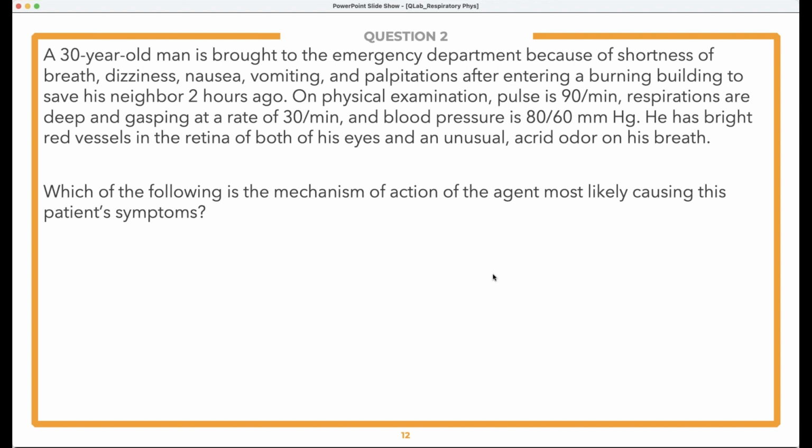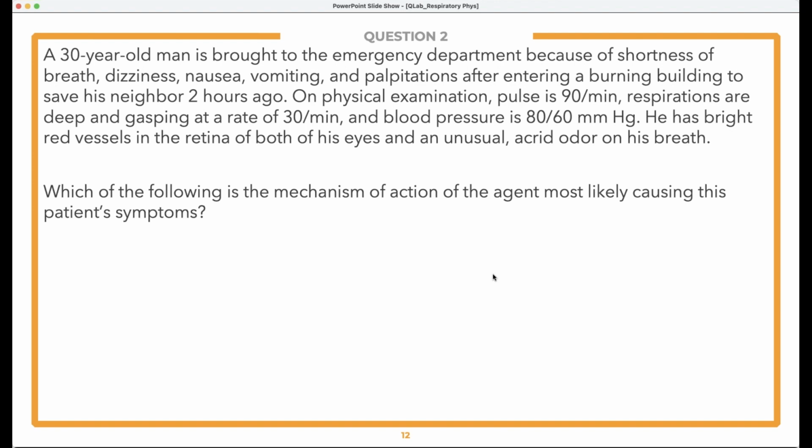Okay, so right off the bat, you've got a multi-step question here, and you're going to have to sift and sort through the information in the vignette to try to get to that answer. So let's do that now.